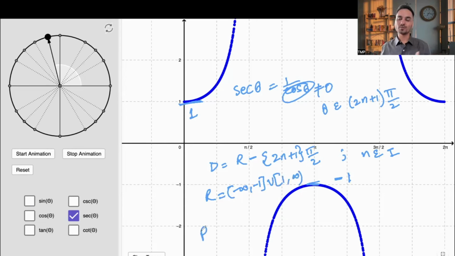How about the period? For period, you see that the range of all values of sec theta are shown in an interval of 2 pi. So therefore, the period of this function is 2 pi.